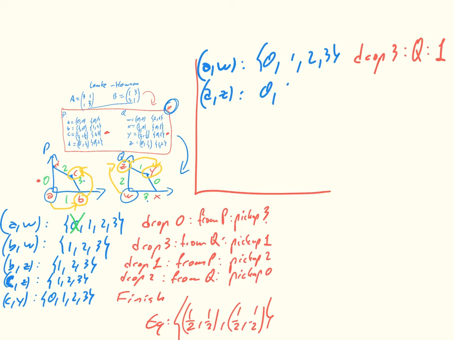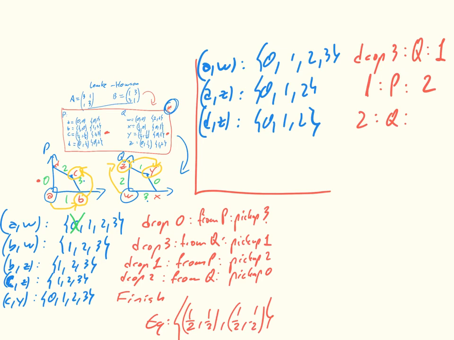We have to drop 1. So we drop 1 from P, and when we drop 1 from P, we pick up 2. Because now we've moved to D. So now we have the pair DZ, which has labels again 0, 1, and 2. And so now we have to drop 2 from Q. And when we do that, looking at the diagram, we pick up 0 because we move to Y. So now we're at DY, which also has 0, 1, and 2.